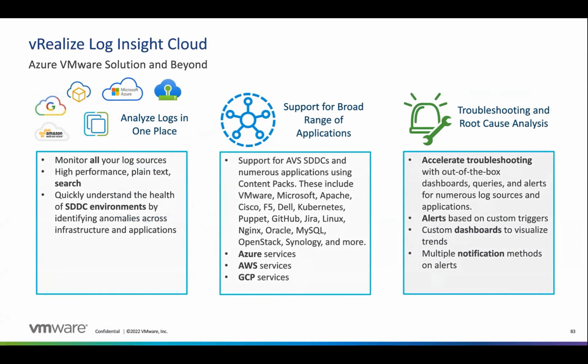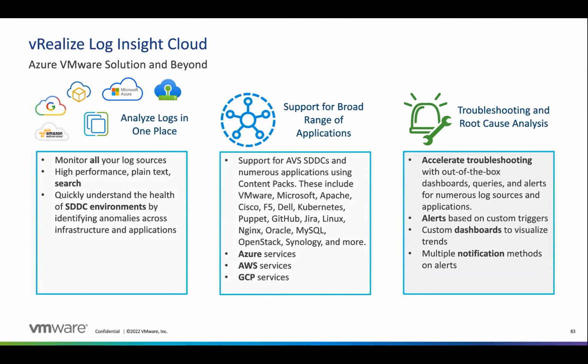If you're already familiar with Log Insight Cloud for VMC on AWS, this is similar, though it's for our AVS Azure environment. Now we can monitor all of our log sources. If we already have a public cloud with AVS or Azure running, Log Insight Cloud becomes our one-stop shop for the logs that come from AVS, that come from Azure, or that come from any other location, whether that's another public cloud or on-prem. So we can analyze all of our logs in one place.